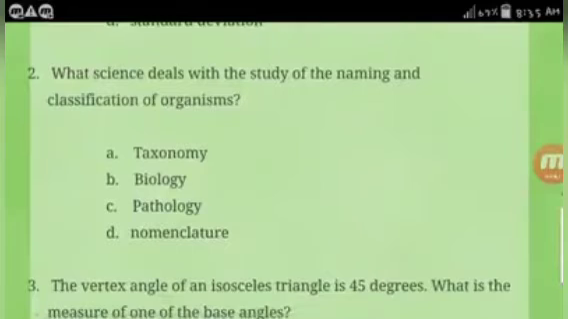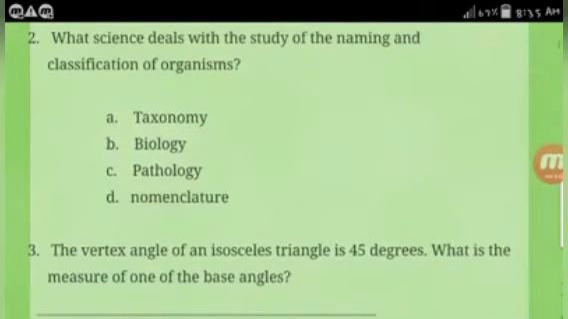Next one, what science deals with the study of the naming and classification of organisms? Okay, so taxonomy is the answer here. Taxonomy is the naming and classification of organisms. Biology studies life, all forms of living things. Pathology studies pathogens or the disease-causing organisms. And nomenclature is naming, so the answer is taxonomy, letter A.